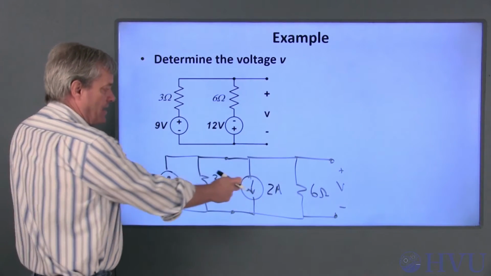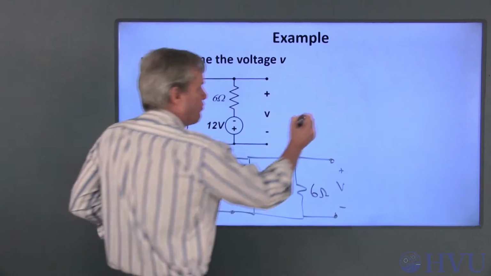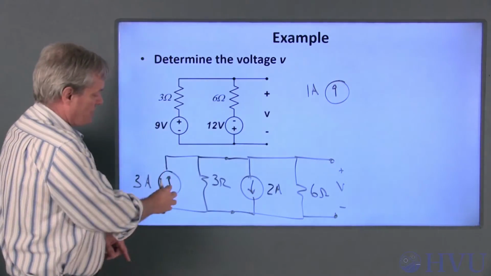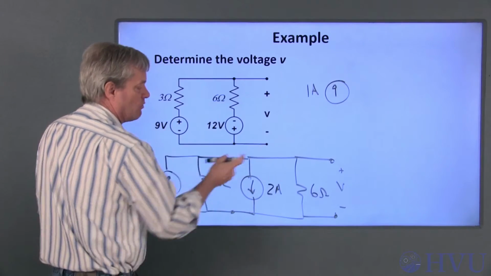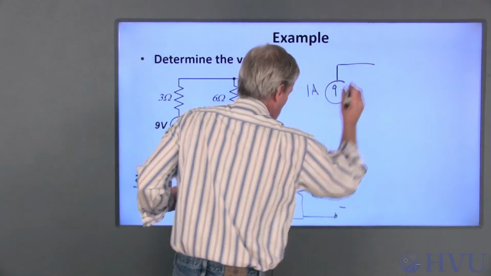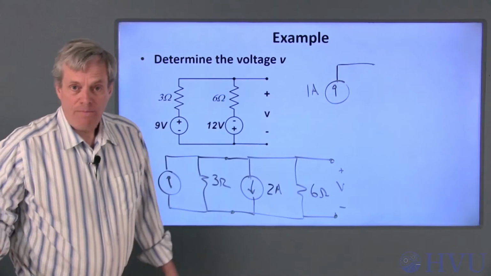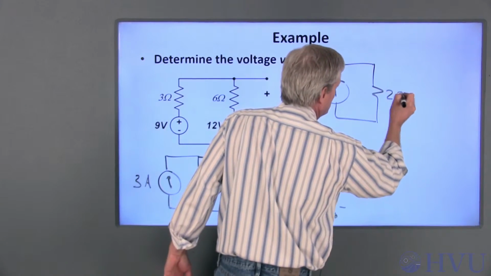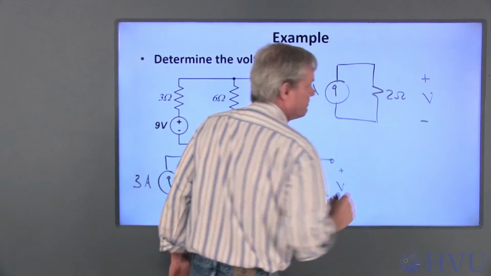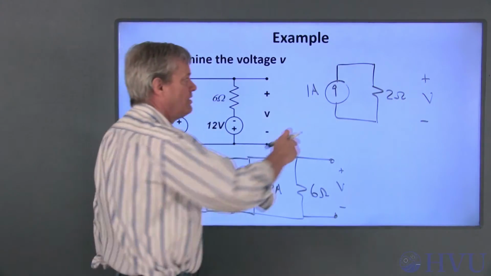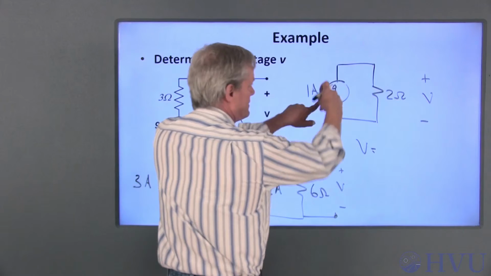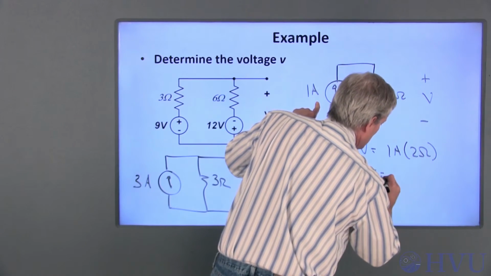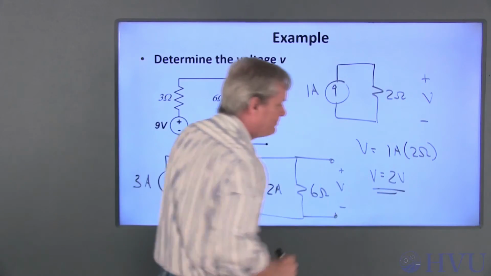If I do KCL, the sum of these two currents is 1 amp going in this direction. So 3 amps minus 2 amps is 1 amp going this direction. These two resistors are now in parallel. I can combine those to a single 2 ohm resistor. The voltage that I want is the voltage across that 2 ohm resistor. By Ohm's law, V is equal to 1 amp times 2 ohms. So V is equal to 2 volts.